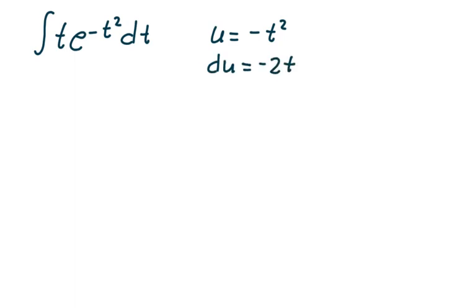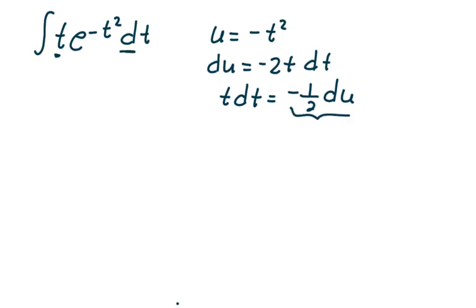If we take a look at the right side, we get t e to the negative t squared dt, and I'm going to let u be negative t squared. Du is negative 2t dt. And so t dt is negative 1/2 du, right? And so t dt is negative 1/2 du. So negative 1/2 the integral of e to the u du is what you should come up with when we make our substitution.